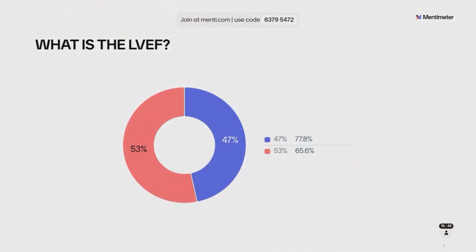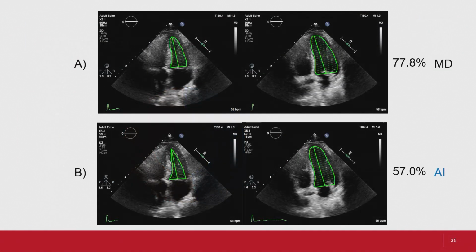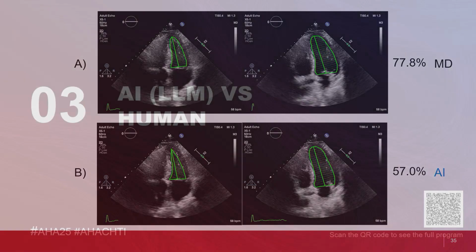The audience is pretty split on this one. Okay, so audience thinks 65.6. So B is correct, and it says 57%. It should say 67%. Okay, AI. So this is interesting. Every single time here, we've agreed with AI's read over the original physician tracings.